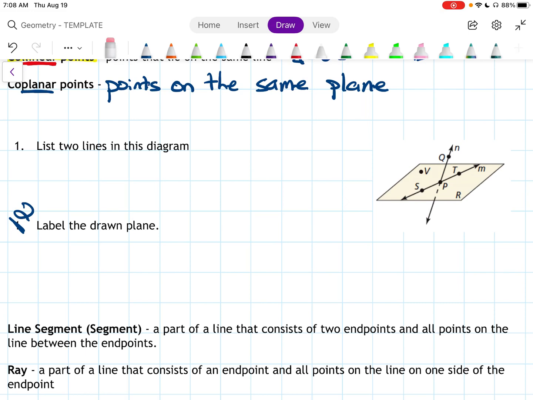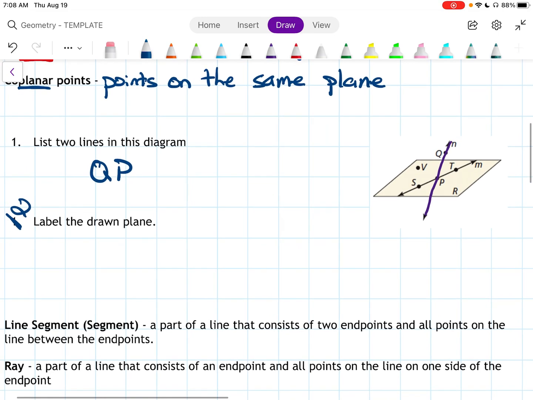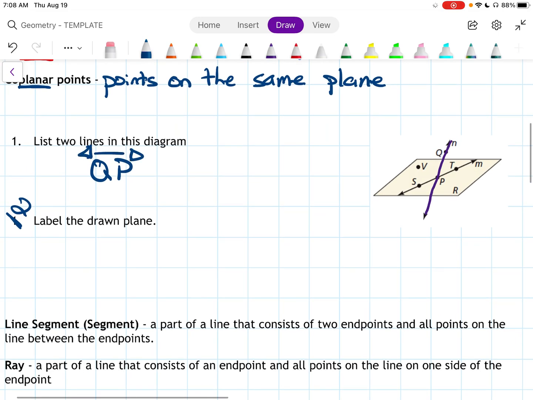So we want to list 2 lines in the diagram. I've got this one here, and we're going to label it with 2 points. We'll label it with the point Q, and we'll label it with the point P, and then we're going to put the little image of a line above it. It matters also that these arrowheads are there. They have to be there. If they aren't there, then it's going to be wrong, because then it's talking about something else. So we have line QP, and then we have this one here, and we'll call that line ST.